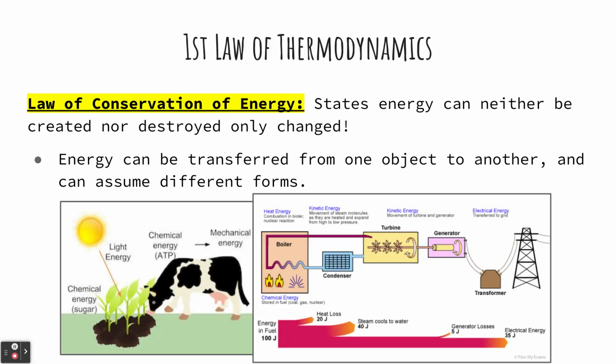It was only changed. So another way that you might see the first law of thermodynamics rewritten is the energy in the universe is constant. Okay. Again, that simply means we're not creating energy, we're not destroying energy, we can only change it.